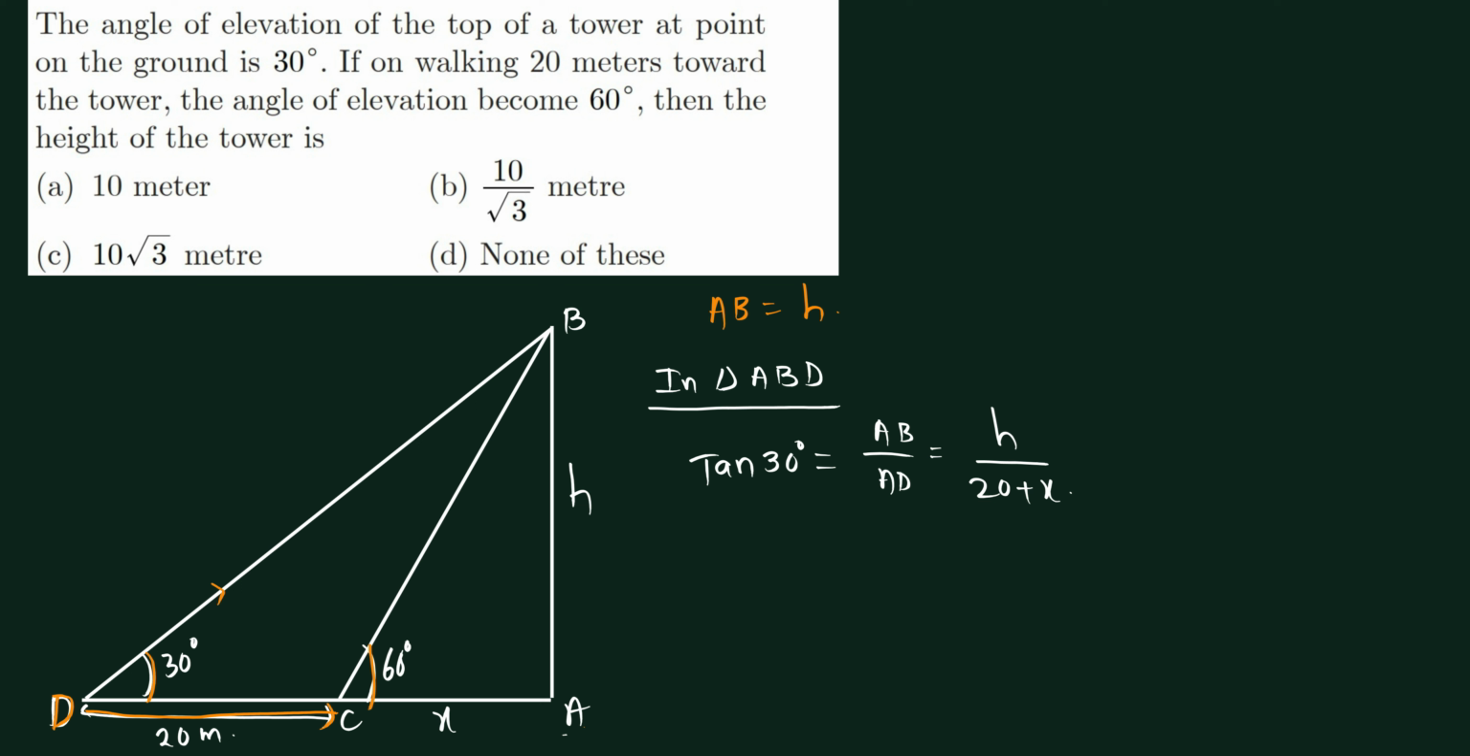Tan 30 value is how much? 1 by root 3 equal to H by 20 plus X. Then H equal to what? H equal to (20 plus X) by root 3. Let us say this is equation 1.